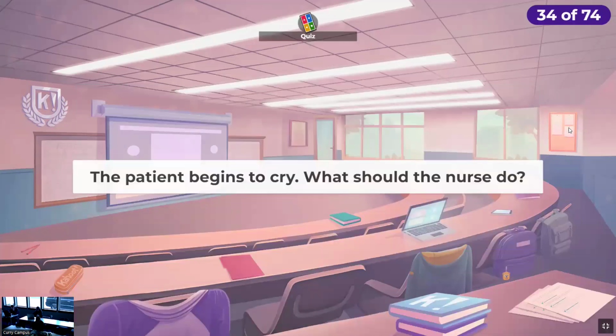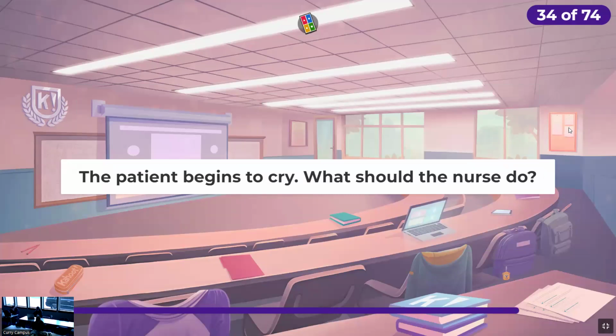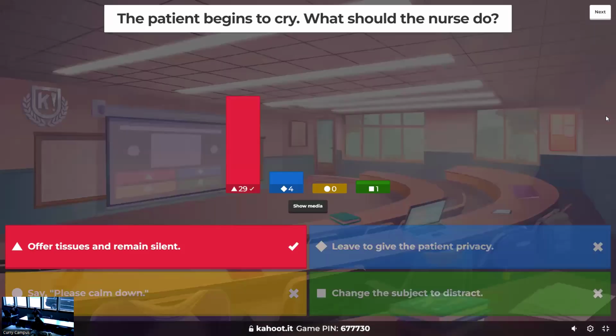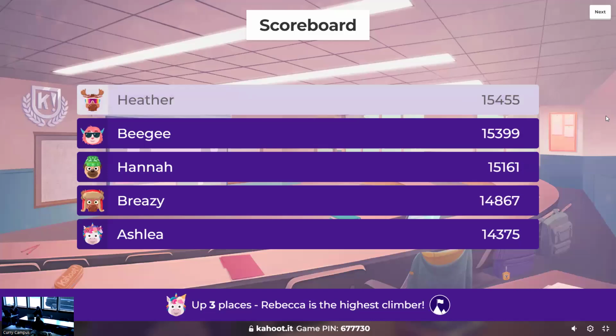Okay. The patient begins to cry. What should the nurse do? And I think this is a pretty valid one. The yellow is say, "Please calm down." That's probably never a good choice. Good. We've got offer tissues and remain silent. And I've dealt with a lot of patients that cried and did the same thing. Let's see, okay.